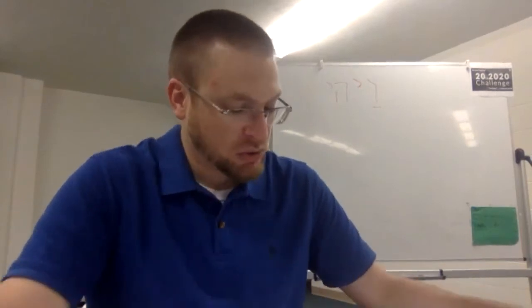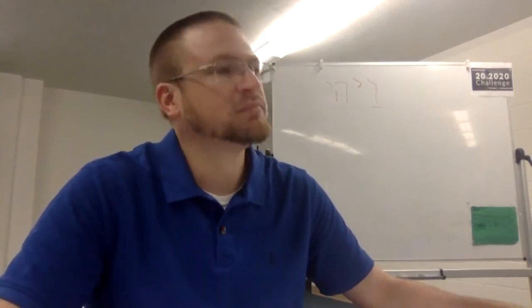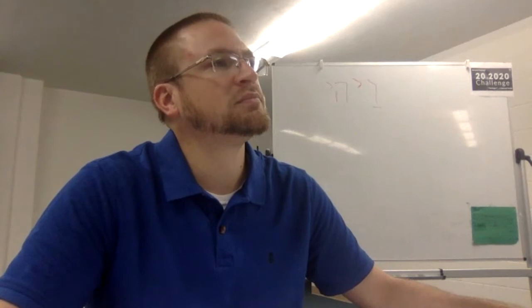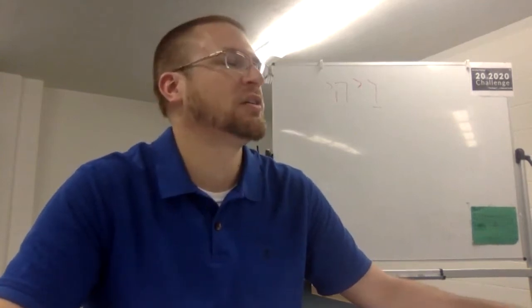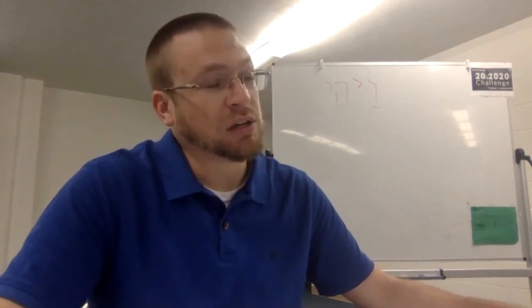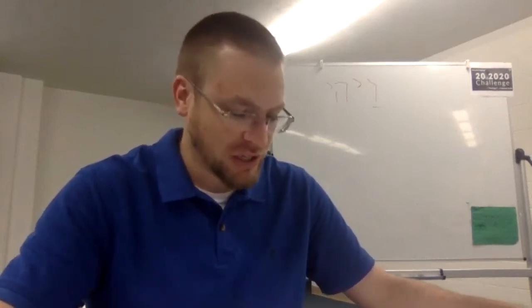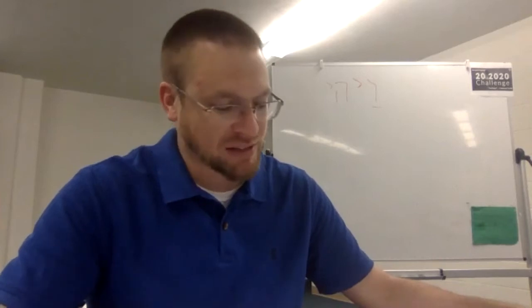Okay. So number 12. Where would my first dividing line be? After tav, yes, because I've got a vocal schwa there. And then my second syllable. Okay, but that would leave a hirik then in what kind of syllable? Open doesn't like that. So how can I close that syllable? Yep, dagesh forte in the lamed.